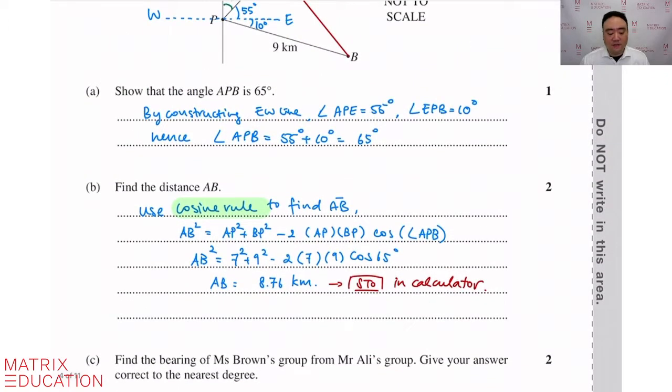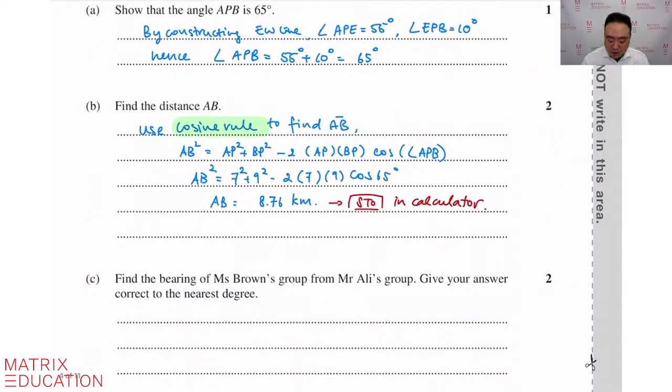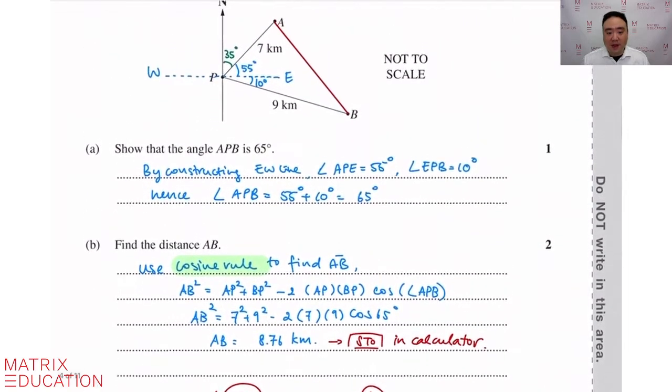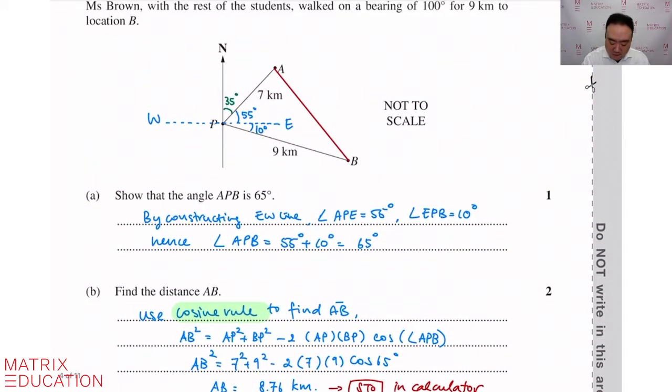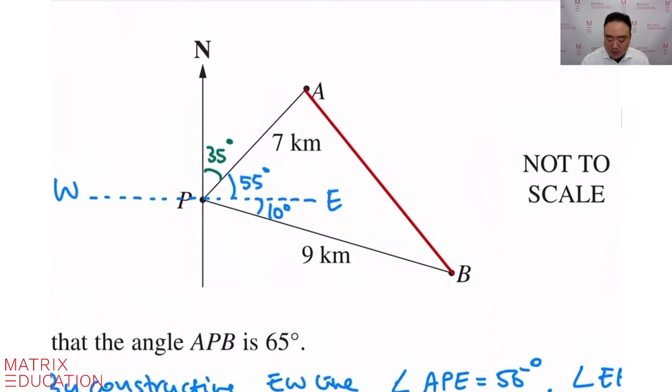You want to find the bearing of Miss Brown's group from Mr. Ali's group. So Miss Brown, bearing of B from where? From A, correct? You want to find the bearing of B from A. So if you are standing at A, you want to find out where B is. So let's look at this diagram in detail.